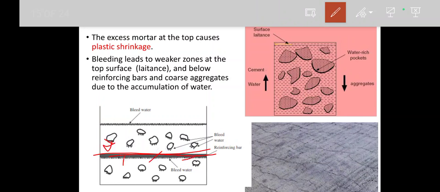As I told in the previous slide, the interfacial transition zone will be weaker because, instead of reaching the top surface directly, some water will be locked under the aggregate. Once it dries up, it will form an air gap, so that the bond between the cement matrix and aggregate won't happen, and finally it reduces the strength of the concrete. This is the crack which is due to the plastic shrinkage.